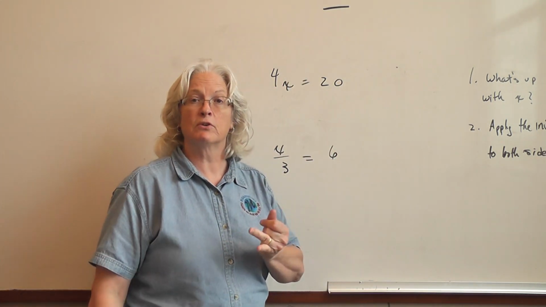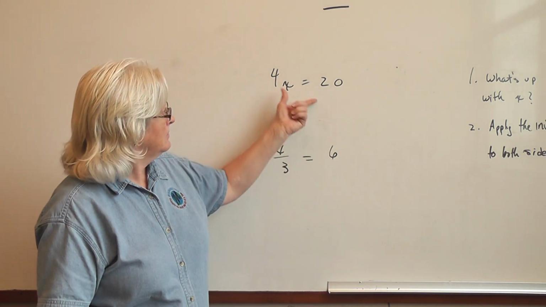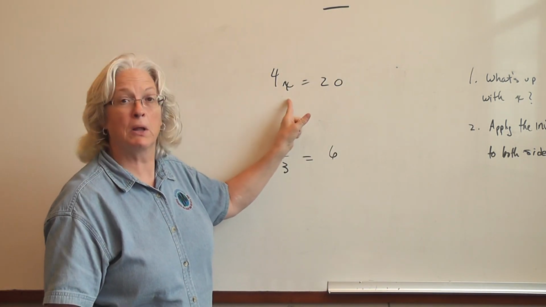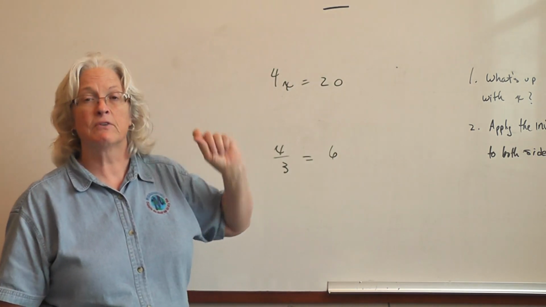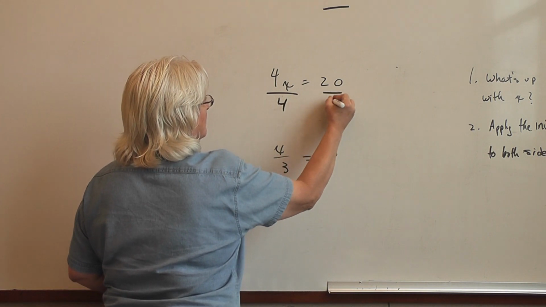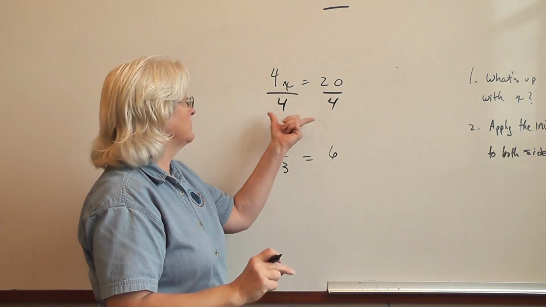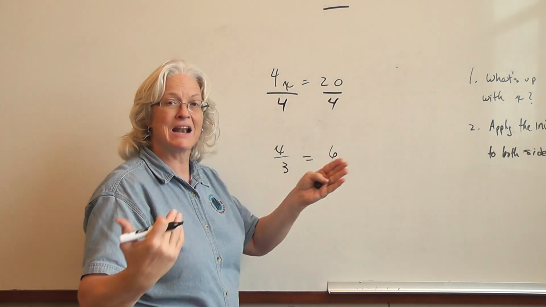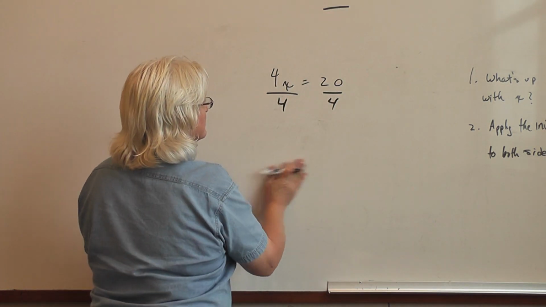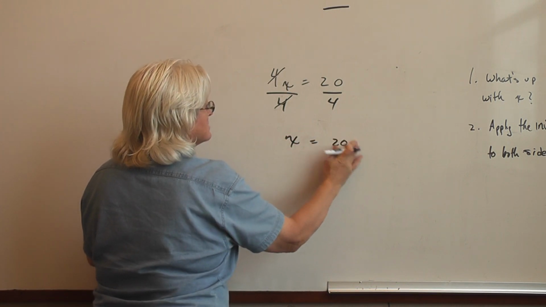Addition and subtraction are inverse operations. Multiplication and division are inverse operations. We look at this first one, we say, okay, what's up with x? What's going on? It's been multiplied by 4. The inverse of multiplication is division, so we are going to divide both sides of the equation by 4. You must show your step. Co-op kids, you've got to be showing this step for me, because this is an algebraic process. And then you can cancel common factors, and you say that x is now equal to 20.